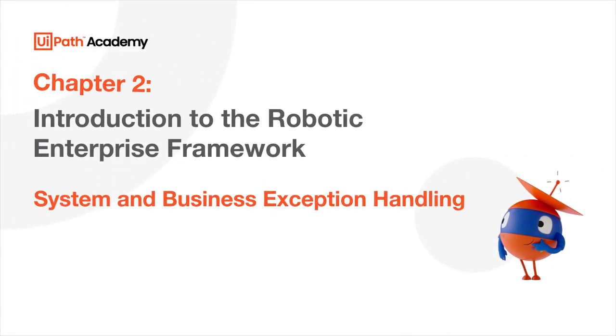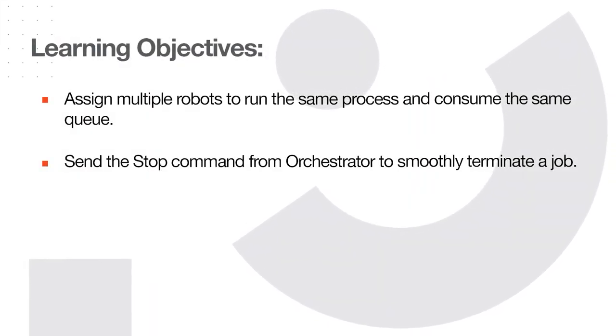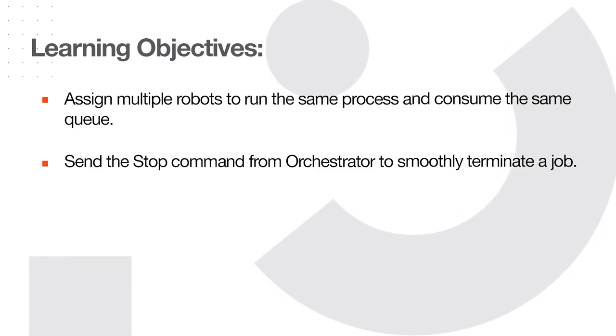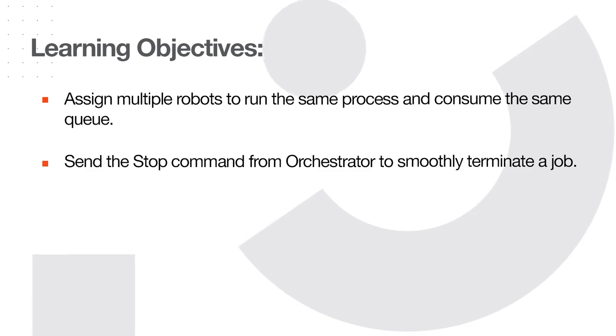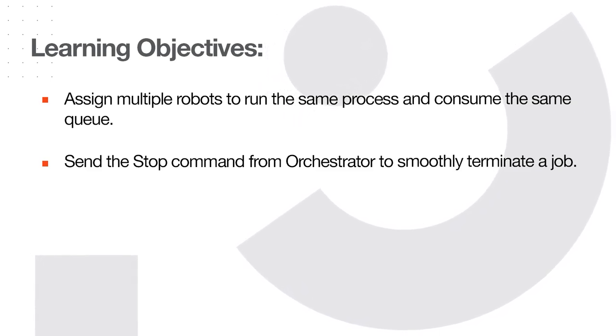Now that we've covered the key mechanisms provided by the ReFramework, we want to focus on a powerful feature facilitated by the collaboration between the template and Orchestrator, namely the distribution of workload among multiple available robots. In this video, we'll see how to run the same process on two robots to distribute the workload, one on the local machine and one on a virtual machine. We'll also find out how to send the stop command from Orchestrator to smoothly terminate a job.